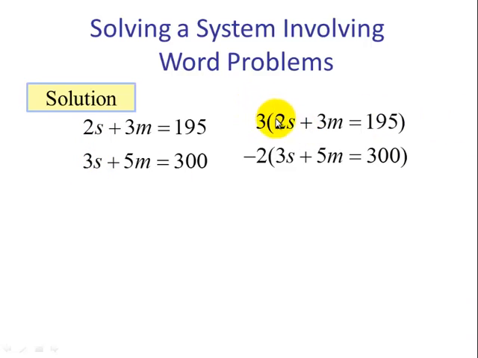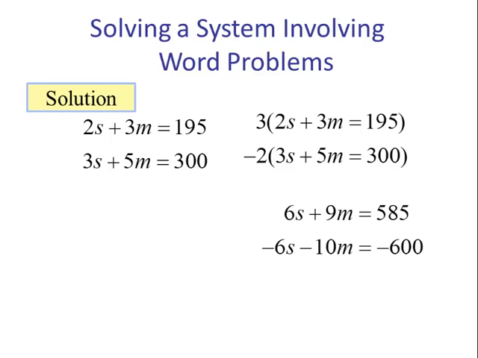So using the distributive property for every single term in the equation, we have, for the first equation, 6s plus 9m equals 585. And for the second equation, we have -6s minus 10m equals -600. Adding these two equations, the s's cancel. 9m plus -10m is a -1m, and that equals -15. Dividing by -1, we see m is equal to 15.